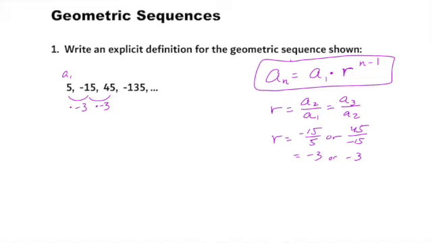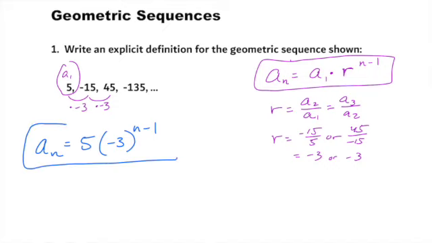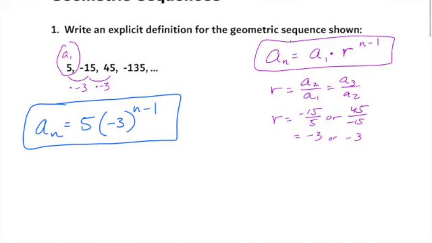So anyway, we know what a sub 1 is. It's 5. We know what r is. It's negative 3. So this is really just a matter of substituting into the format here. The first term is 5 times negative 3. Now, if the r value is negative, you probably want to use parentheses around it, to the n minus 1. And that would be usually what we're looking for here, or as most textbooks would have it.